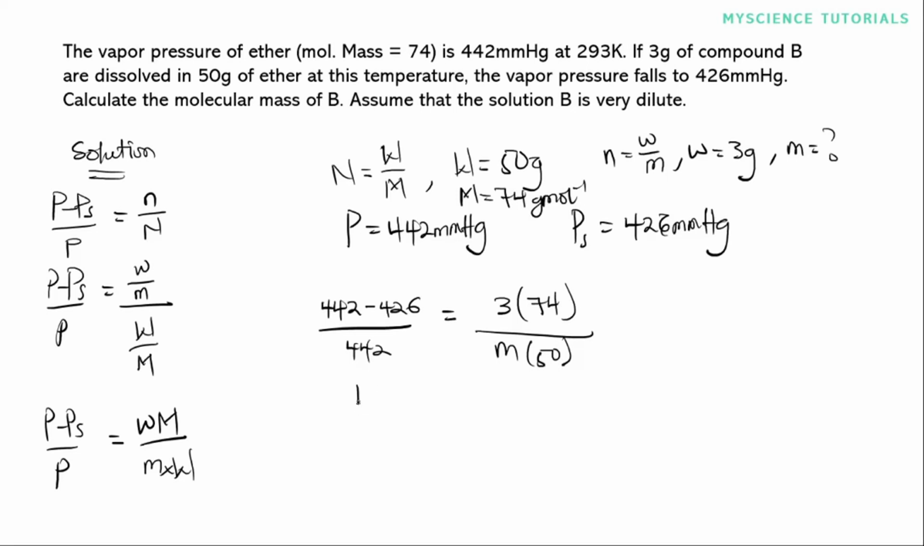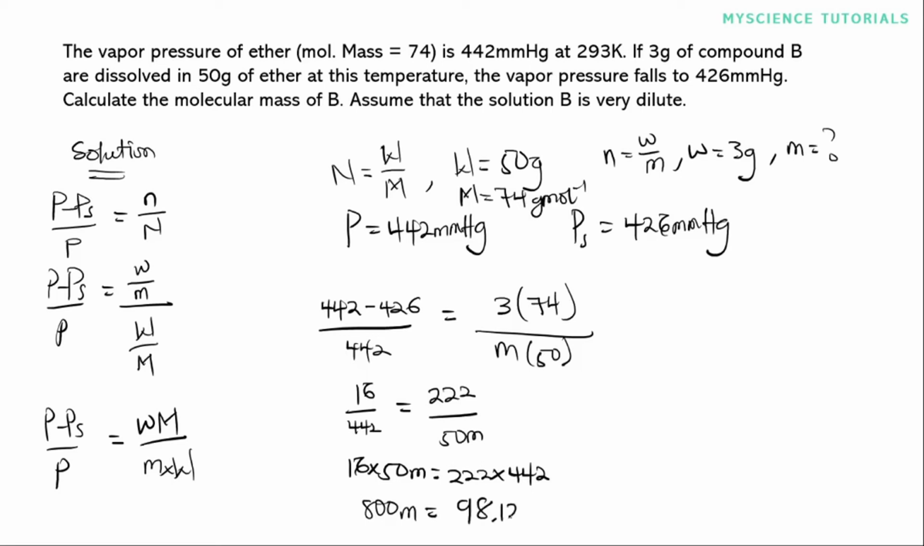Alright, so if we do this, 442 minus 426 will give us 16 over 442, equal to 3 multiplied by 74, which gives us 222 over 50m. If we cross multiply, we get 16 multiplied by 50m equal to 222 multiplied by 442. If we do that, this side gives us 800m, equal to 98,124. So we divide both sides by 800.